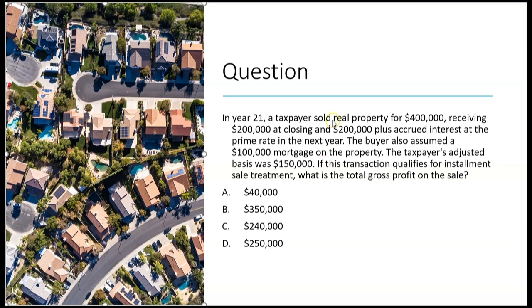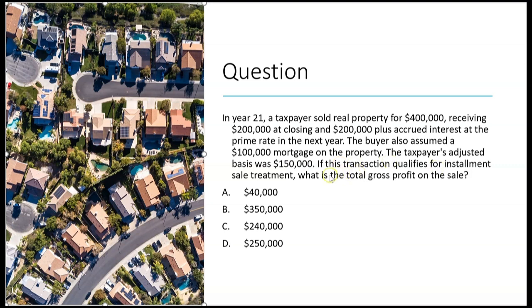So let's look at this one. In year 21, a taxpayer sold real property for $400,000, receiving $200,000 at the closing and $200,000 plus accrued interest at the prime rate in the next year. Now, what do they want? It says if the transaction qualifies for installment sale treatment, what is the total gross profit on the sale? So while the sale price is $400,000, look what it says in this sentence. The buyer also assumed a $100,000 mortgage on the property. So the seller's getting debt relief of $100,000 in addition to the two payments of $200,000 each. So the seller's getting $400,000 plus debt relief of $100,000.